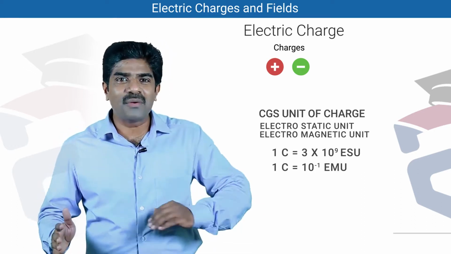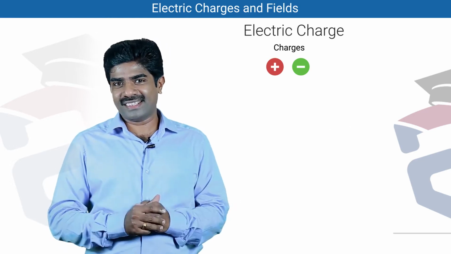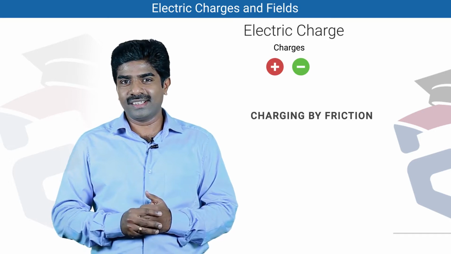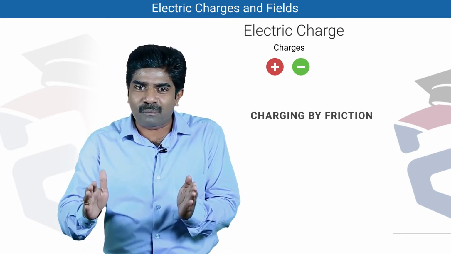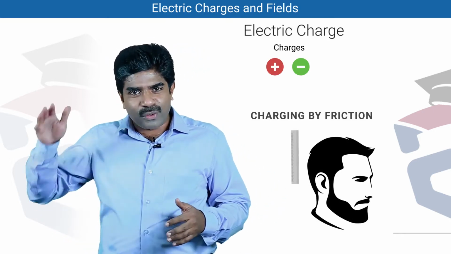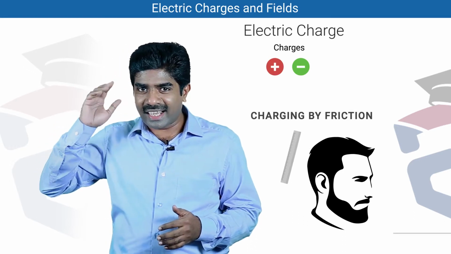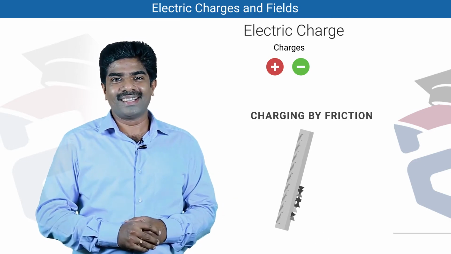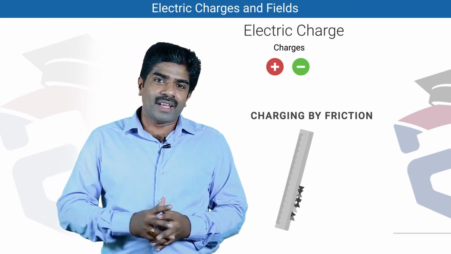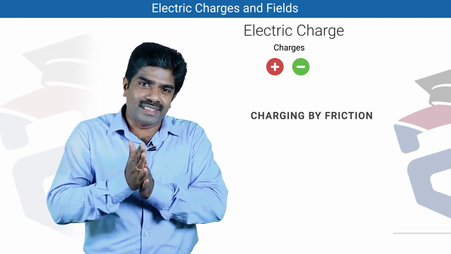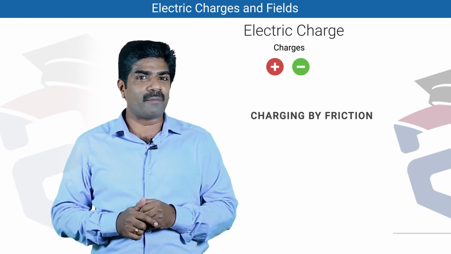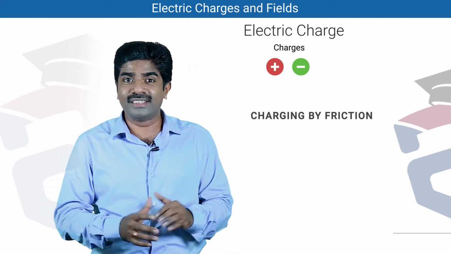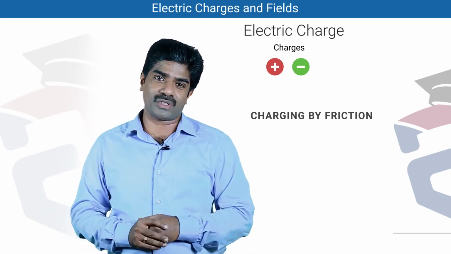Now let us think of how we can make a body charged. One example, charging by friction. Take this case: if you have a plastic scale with you, if you rub this plastic scale on your dry hair and the scale can attract small bits of paper, how does it happen? When two bodies are rubbed together, electrons may transfer from the body having lower work function to the higher work function. Thus, both the bodies acquire charge.